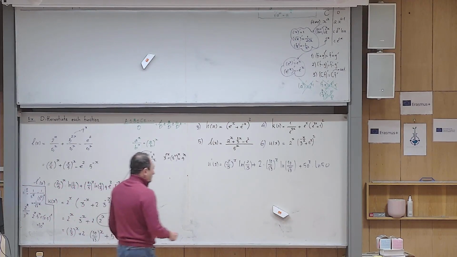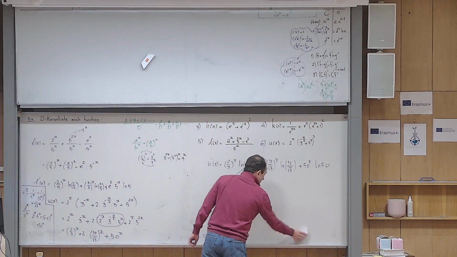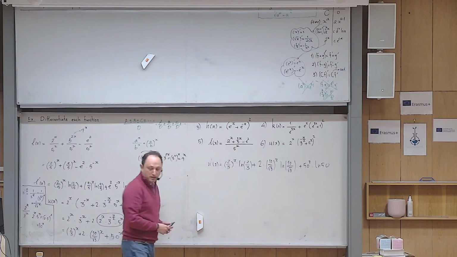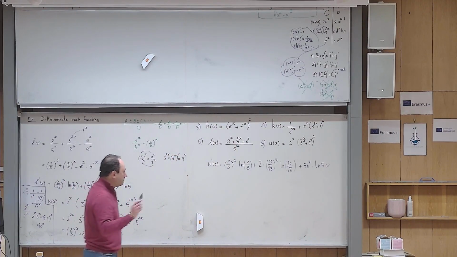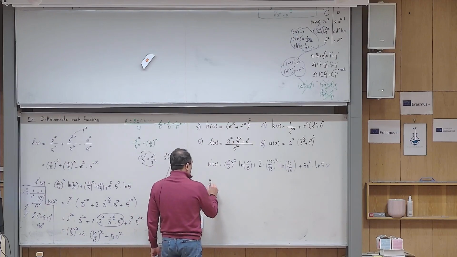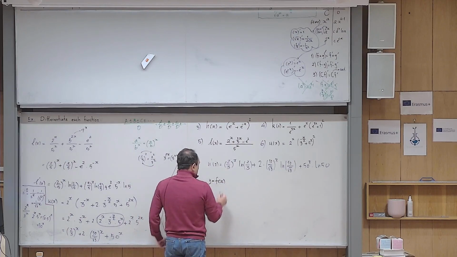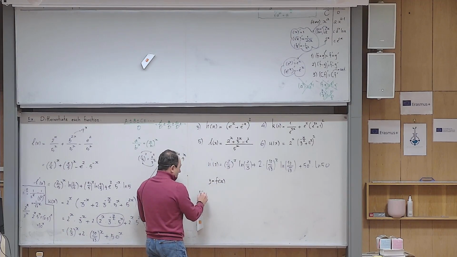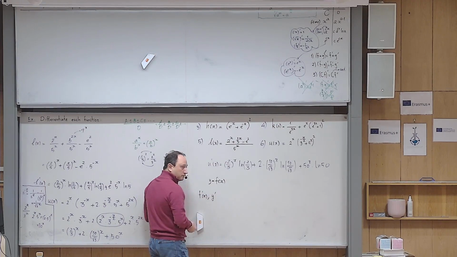Okay, but now there are some things that I want you to know. First of all, the symbols and notations. Okay, so if I have a function, y equals f of x, sometimes people say f prime of x. Sometimes people say y prime.